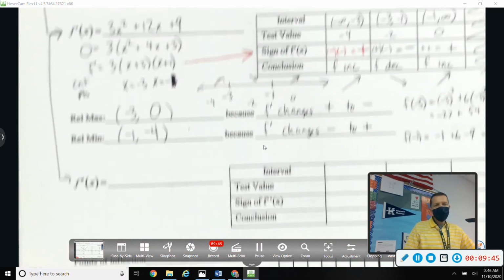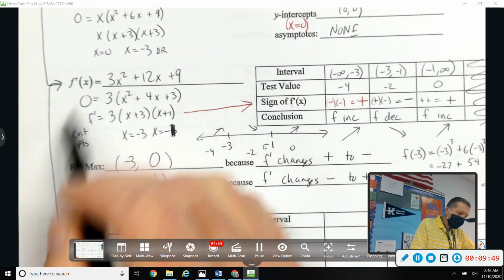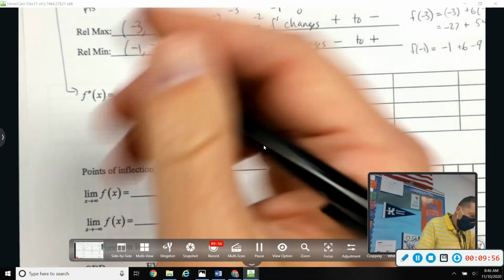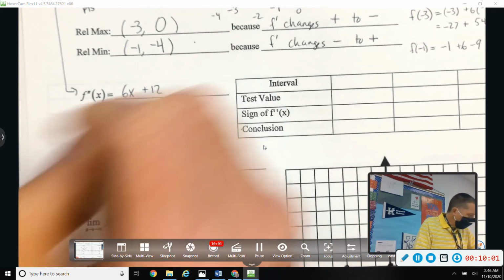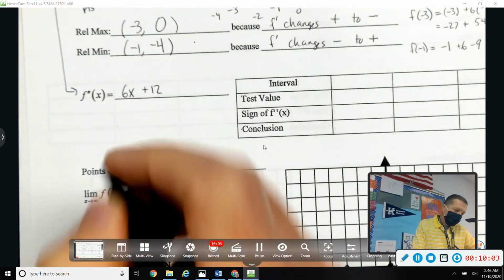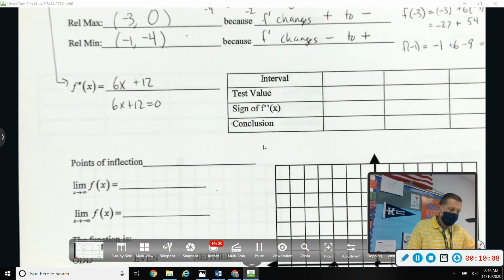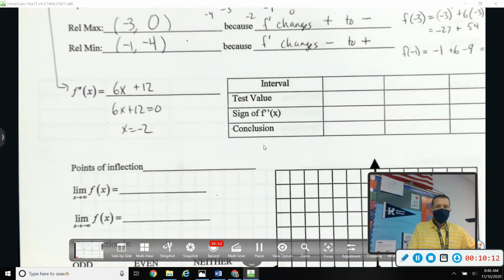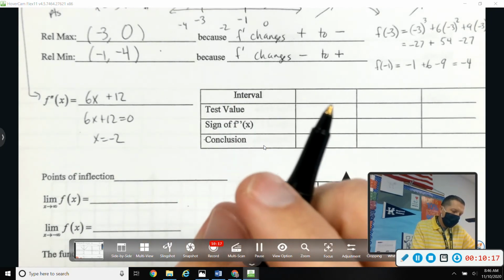So second derivative. I just drew the arrow from the first derivative because you gotta. We sort of drilled down into the details of first derivative. Now we got to back up, go back to the polynomial, come up with the second derivative, and then do the second derivative stuff. 6x plus 12. So we'll set that equal to 0. x equals negative 2.